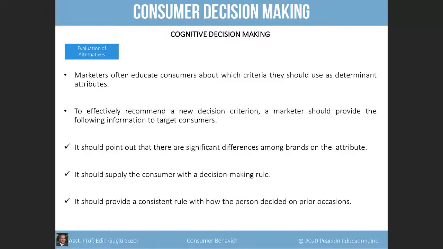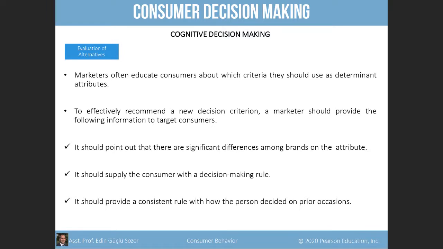These are all important rules, and we need to show them to the customers. So first, the customer should see some attribute differences. We need to show how different we are from other competitors. We need to lead the consumer's way in making a decision.